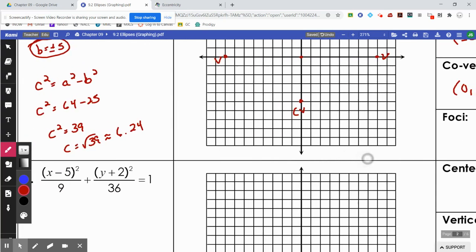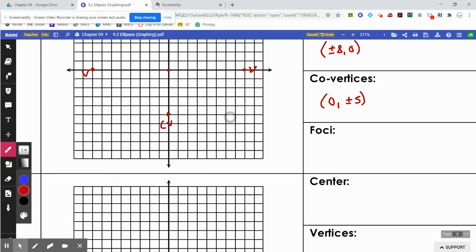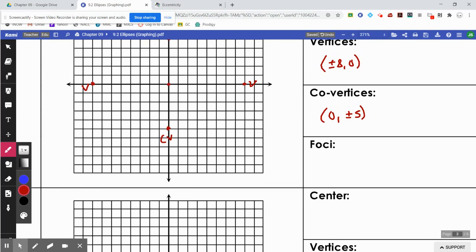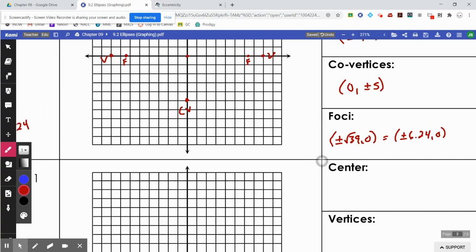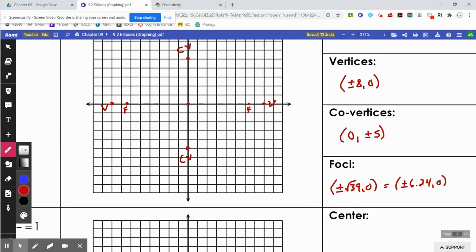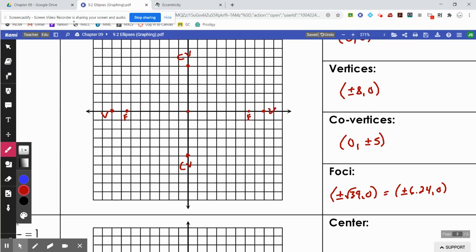So therefore, your foci, you can write it one of two ways, and I'm just going to do it this one time. If you want it exact, again, your foci are located on your major axis. So 6.24, 1, 2, 3, 4, 5, 6.24, somewhere right in there, and somewhere right in there. That's going to be the foci, F1 and F2. So you can write it as exact, which would be plus and minus root 39, 0. Or you could write it as plus and minus 6.24, comma 0. But anyway, that's all you need. Connect your vertices and your co-vertices, and here's your ellipse.